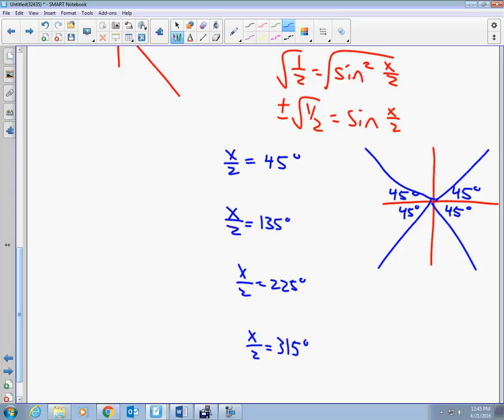So now what do I have to do to each of these? Multiply by 2, and I get x is 90. X is 270. X is 450. 630. And obviously not all these fall between 0 and 360. I just want your original setup for sine inverse to fall between 0 and 360. Fair enough?